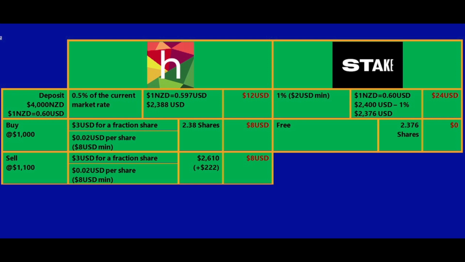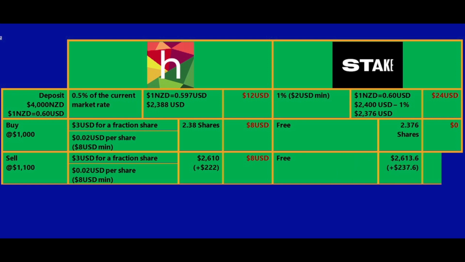$2,388. Now, if you were at Stake, when you sell your shares, as I mentioned before, there are no transaction fees for buying and selling, so it's free. And in this example, you would get $2,613.6 from selling your shares, which is a $237.6 profit from your initial $2,376 converted dollars.